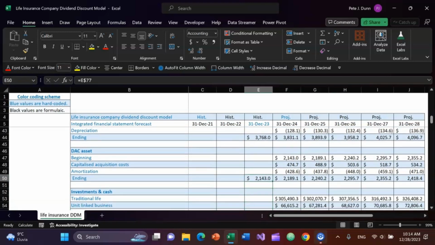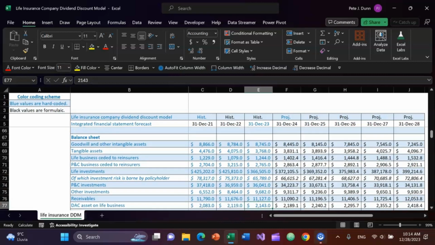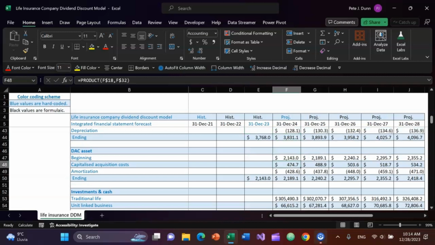We'll also have a schedule for the deferred acquisition cost asset. So reference that from the balance sheet, row 77, Control left bracket. We can see what it was as of the end of December. Then similar to our goodwill and other intangibles, as well as our property, plant, and equipment, the beginning balance for DAC is just last period's ending balance. Control left bracket, F5 enter to get back. You can see that that's locked in with a mixed reference to row 50.